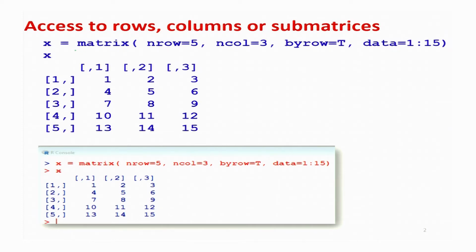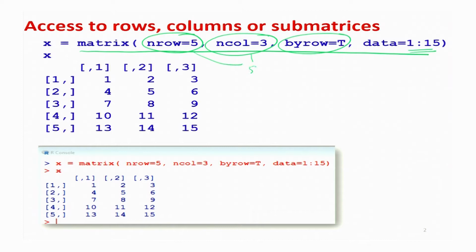Let me create a matrix of order 5 by 3. That means there are 5 rows, which are defined by the parameter nrow, and 3 columns, which are defined by the parameter ncol. The data is arranged row wise, and the data is 1 to 15. Why? Because there are 5 rows and 3 columns, so you need 15 values. I am simply giving the data as 1, 2, 3 up to 15. If you create this matrix, it will come like this.